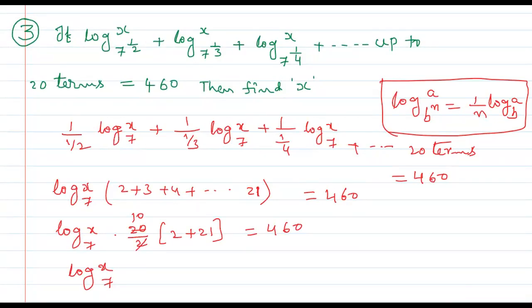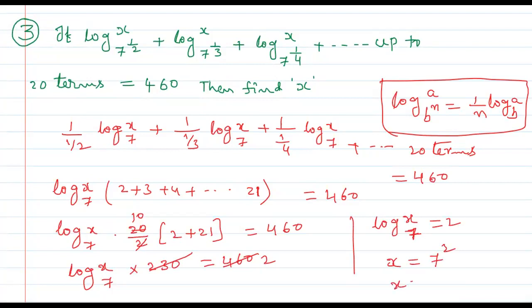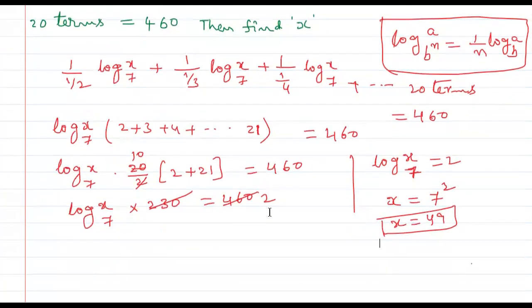And here n by 2 into a plus l. Overall will come 230 times log x to the base 7 equal to 460, so 2 times. Now finally, log x to the base 7 is equal to 2. By using the logarithmic definition, what is the x value? 7 square. So x is equal to 49. This is the answer. This is also a very easy question, given in Mains 5th September.